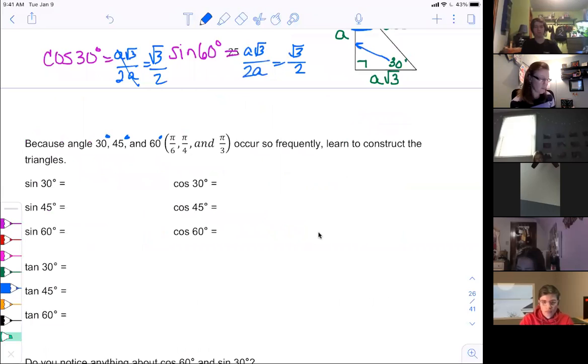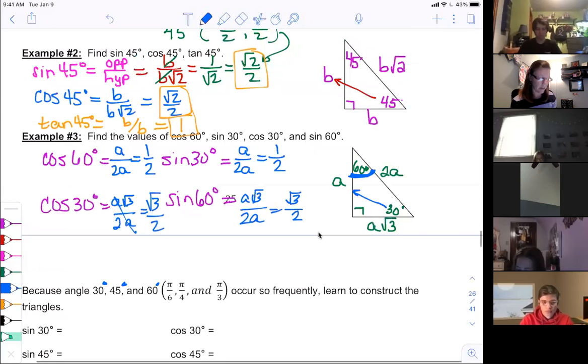But see if you can fill in these 9 values. So the sine, cosine, and tangent for 30, 45, and 60-degree angles. And again, you can just look up above. You've got the triangles already drawn. So you could always draw yourself a quick triangle and label the sides of the triangle with those special right triangles.